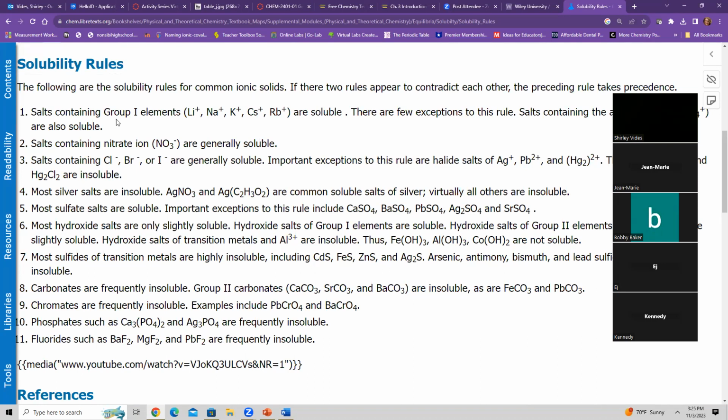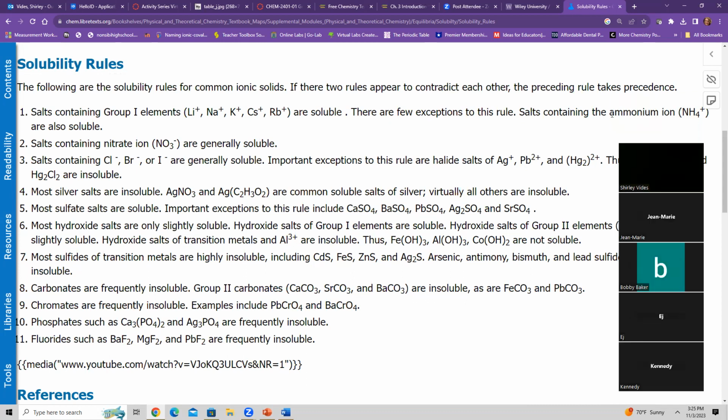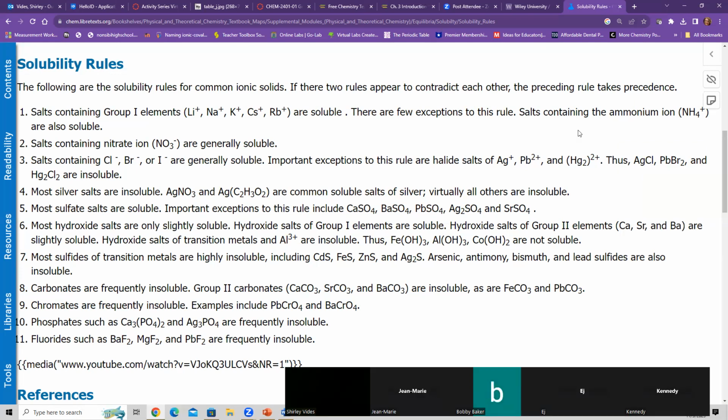You notice it says salts containing group 1 elements are soluble. There are a few exceptions, and it tells you ammonium ions are also soluble. Okay, and then it says salts containing nitrate are generally soluble. Salts containing chlorine, bromine, and so on. See, those are all the solubility rules. Okay. So you can take a picture of it if you want. But there they are. There's quite a few. So you can't try to memorize those. I wouldn't.